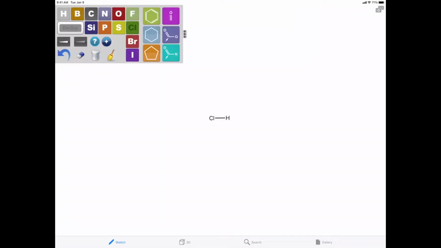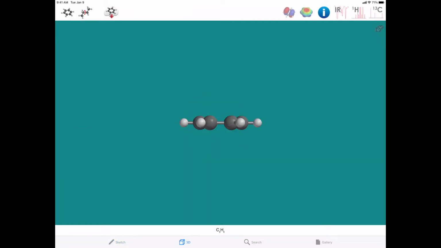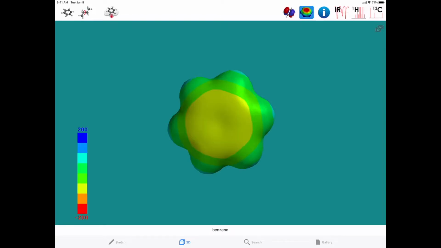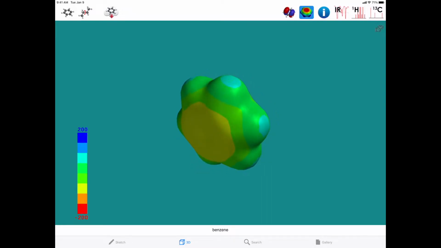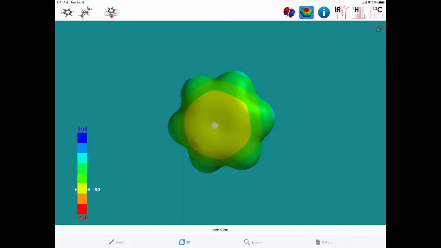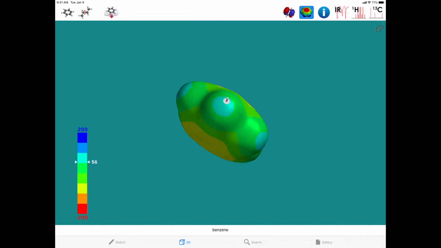Let's just go back here. Yes. There's benzene. And then I'm going to click on this, which gives us what's called the electrostatic potential map. And again, colors that are lighter represent positive electrostatic potential or electron poor locations, whereas areas that are yellow are more negative. Do you see how it's minus 80 here on the face of the ring? That means electron rich, whereas it's plus 57 or something on the hydrogens.